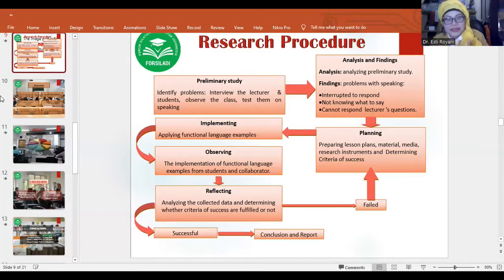So after one cycle, we can use a second cycle, and then finally the third cycle. If it doesn't work, it means we failed with the strategy. So we can stop and use another strategy. Next.